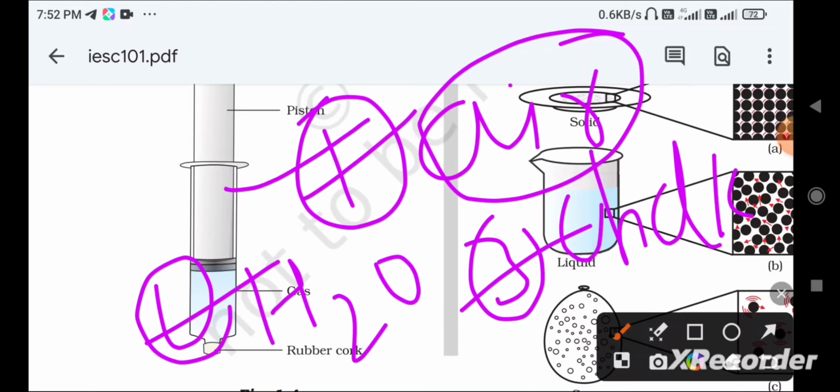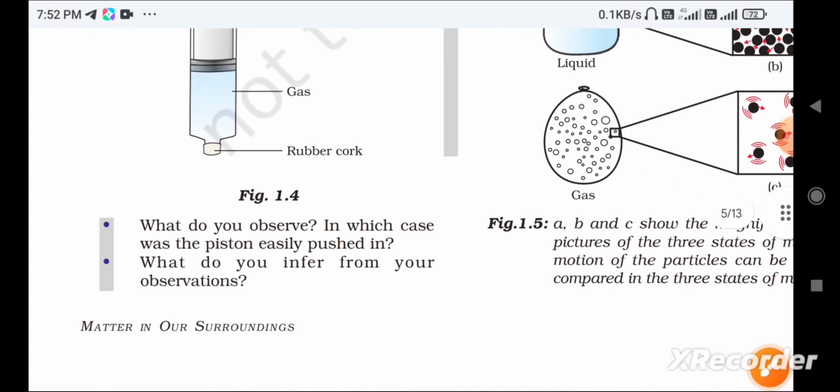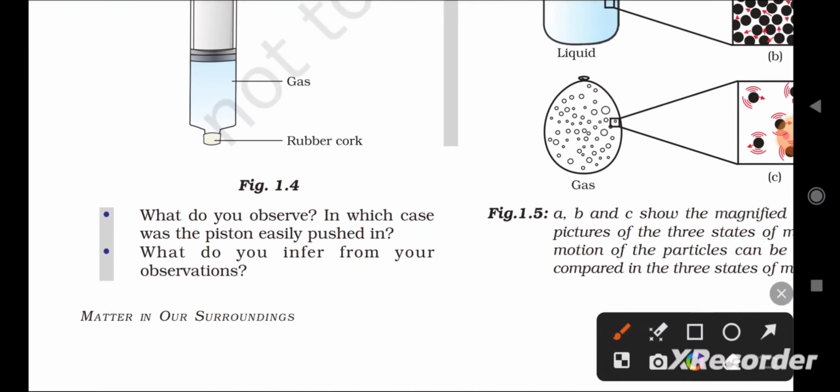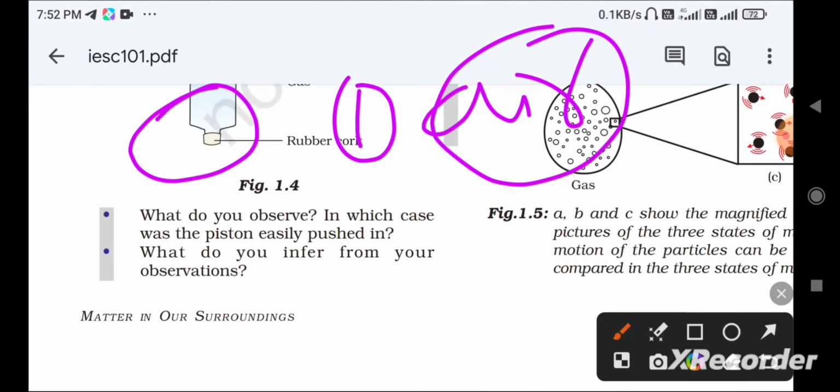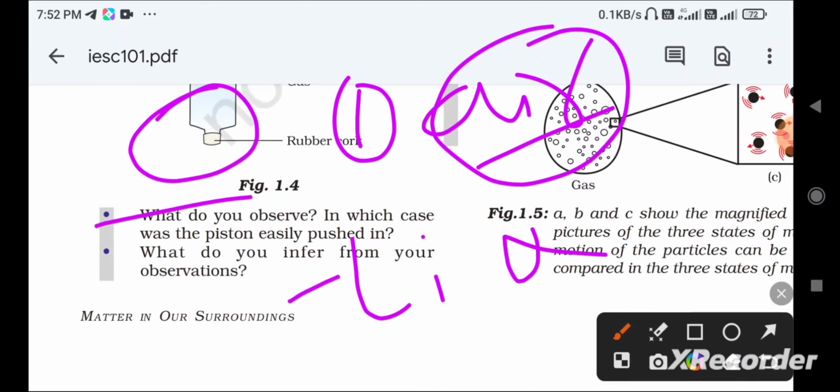It is tougher compared to the air, and it is even tougher in the case of water and chalk. From this activity, what we concluded is that gases are compressible; air means gas only. So gases are more compressible compared to liquids and solids. What we observe is that the piston is easily pushed in the air, that is, the gas. What do you infer from your observations?